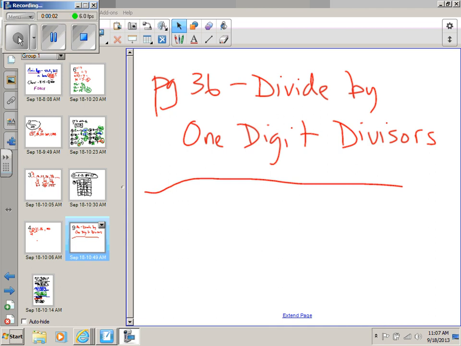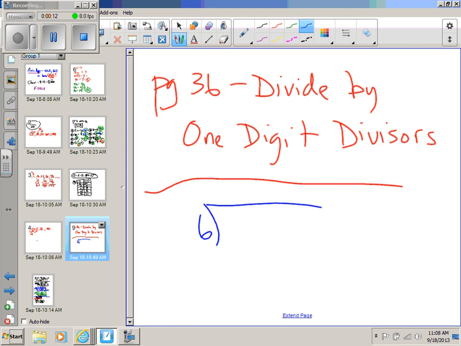Page 36. Divide by one-digit divisors. One-digit divisors mean the number you are dividing by is only one digit. So anywhere from 1 to 9 is what we're going to be working with today.